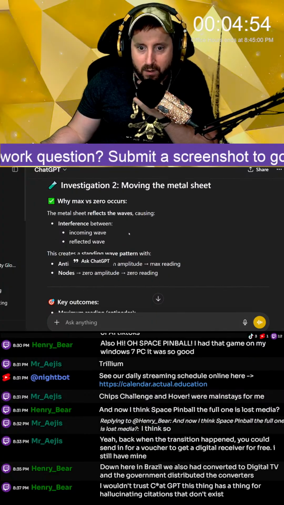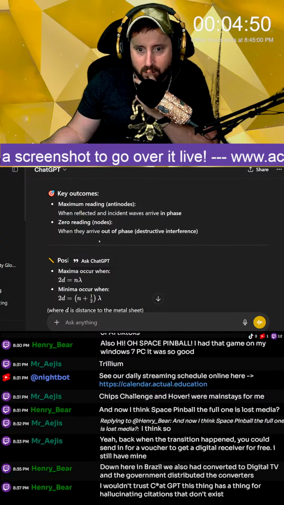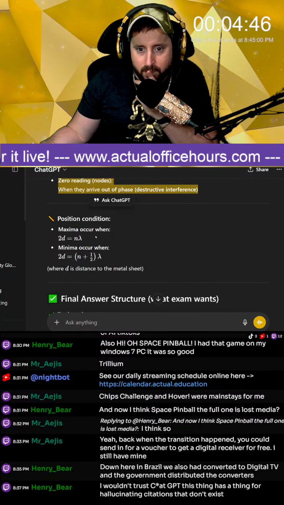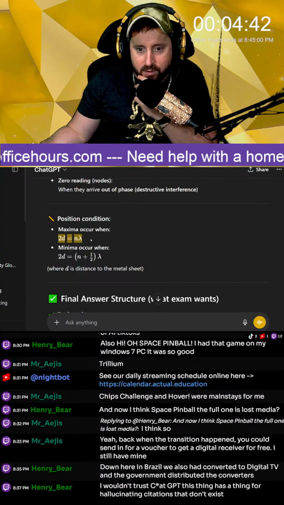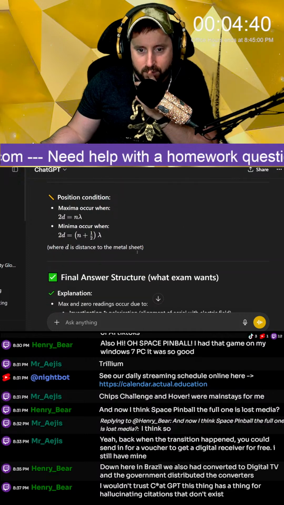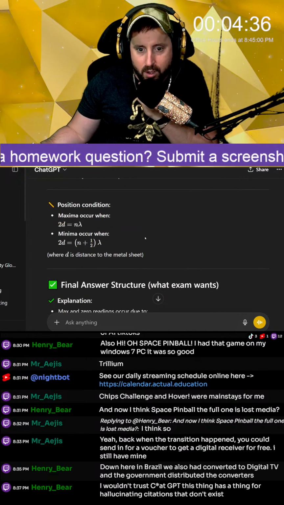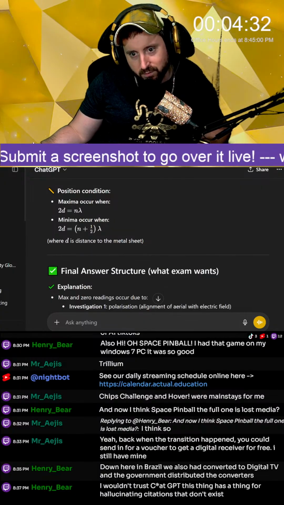Okay, then moving the sheet metal. Yeah, you can have nodes and antinodes. Maxima occur when you have n wavelengths of difference, and then minima occur when you have half a wavelength. Oh, and then D is the distance. Yeah, these are cool.